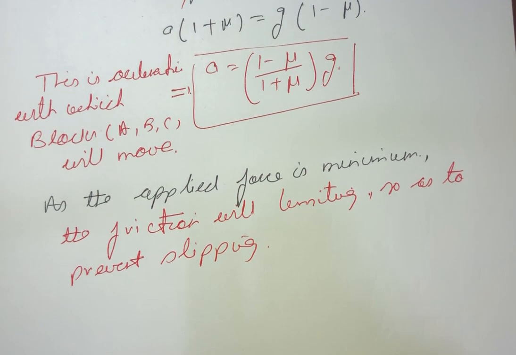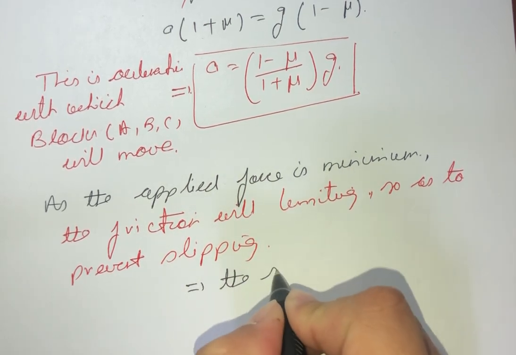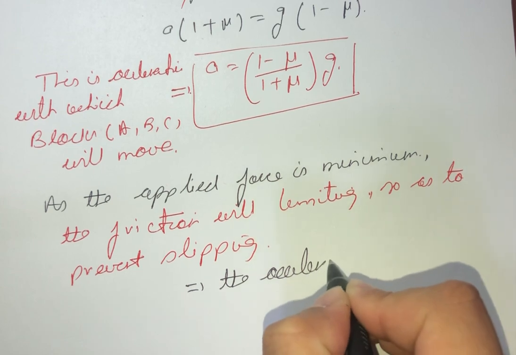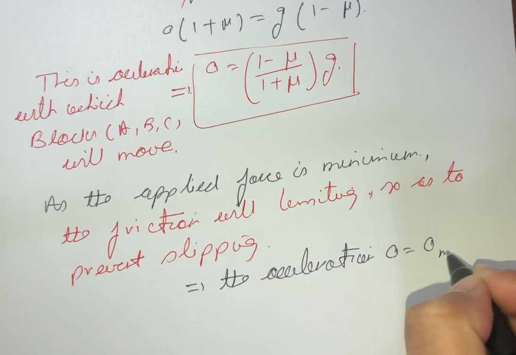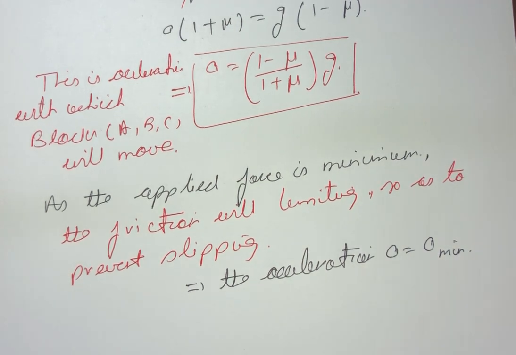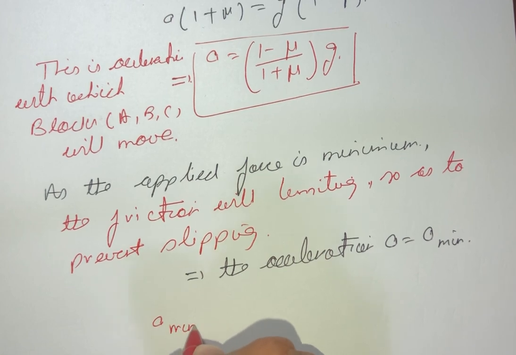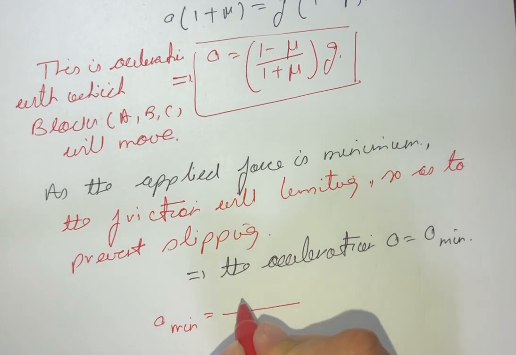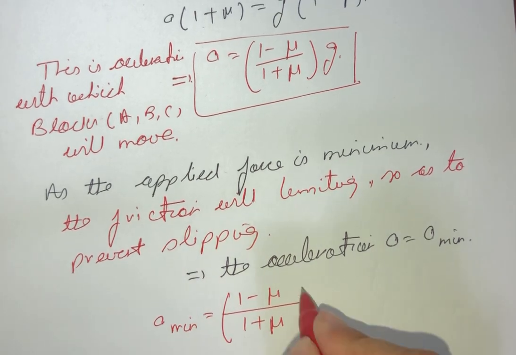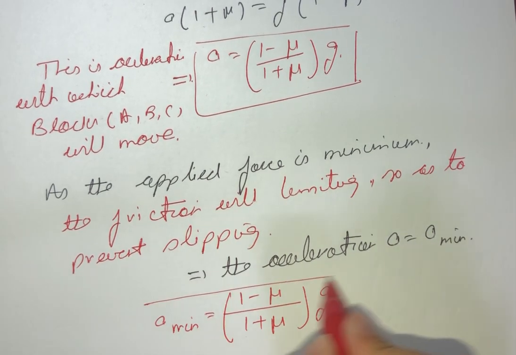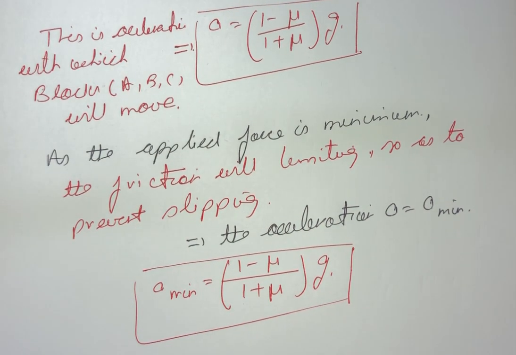So under this condition, we can say that the acceleration A will also be the minimum acceleration. So we can write that A minimum is equal to (1 minus mu) divided by (1 plus mu) multiplied by g. So this is our minimum acceleration.